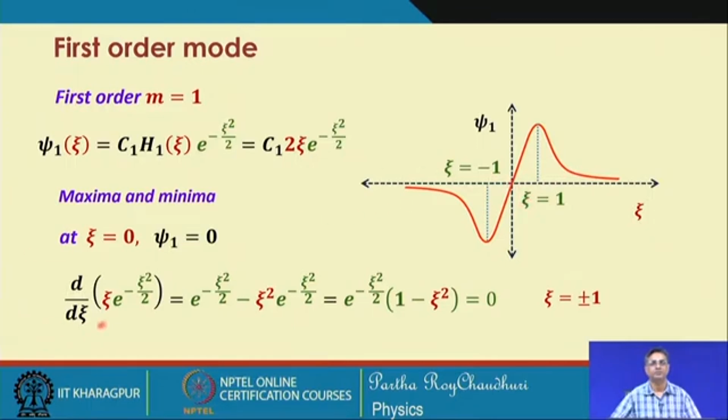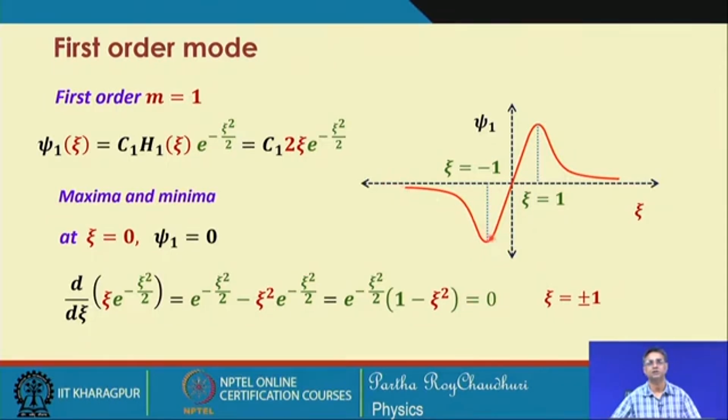When I take the derivative of this function, it gives you 1 minus xi square equal to 0, since e to the power of minus xi square by 2 cannot be 0. So, this gives you xi equal to plus minus 1. So, these are the 2 points where the wave function will have maxima and minima, and that is what is indicated by this at xi equal to plus 1, at xi equal to minus 1.